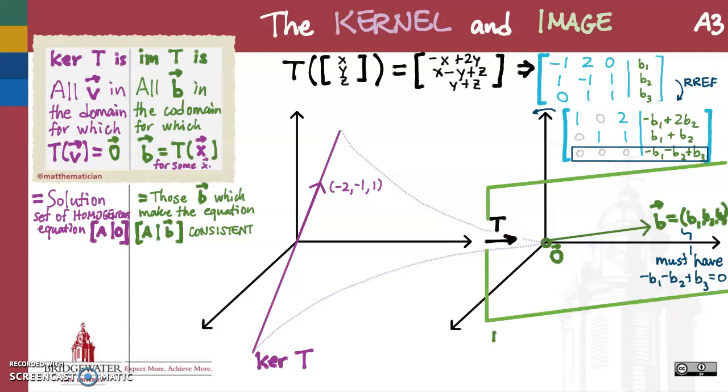In other words, b must belong to the set of points in 3 dimensions which satisfy the equation minus x minus y plus z equals 0. In other words, that ends up being this 2-dimensional plane inside of 3 dimensions, right? So that's one way of understanding what the image of this linear transformation is. It's the plane whose equation is minus x minus y plus z equals 0.